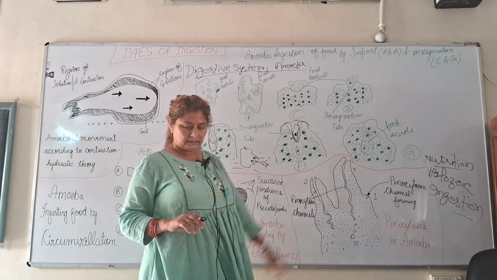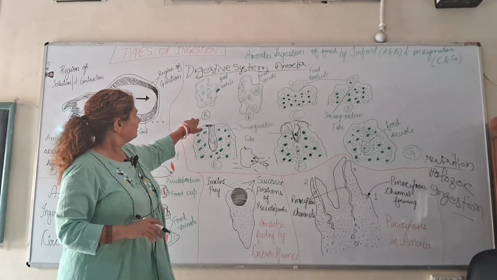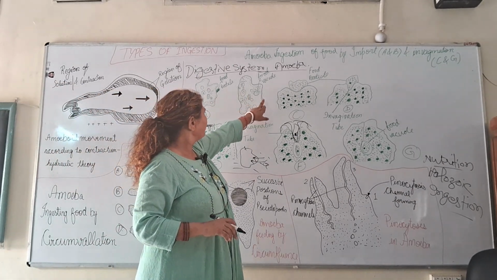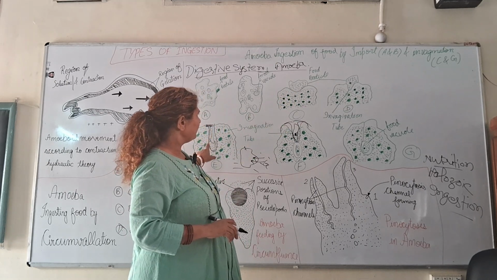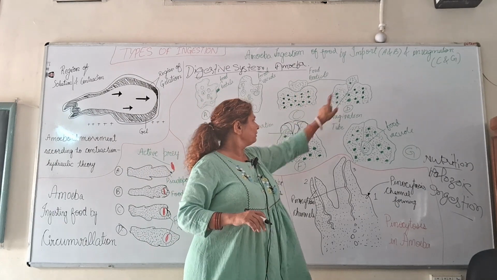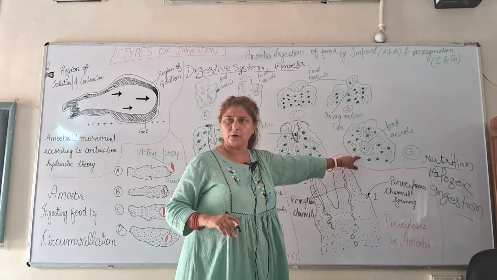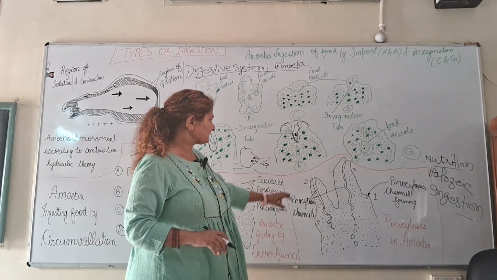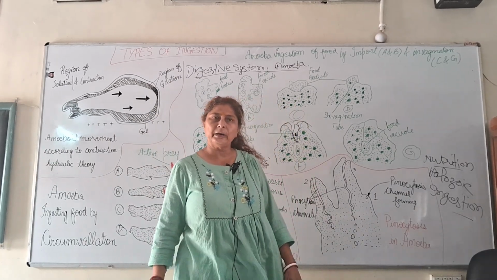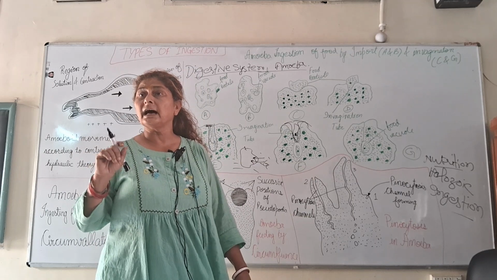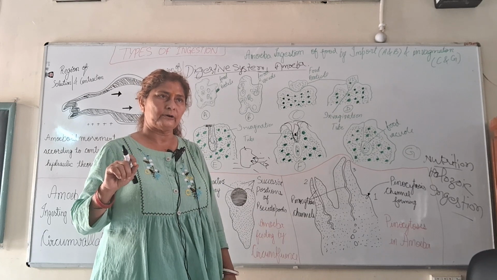Here, third method. Here is food. Here is food vacuole, food particles. They invade. Here the food invagination takes place, but it becomes part of the cytoplasm. Okay. Next is pinocytosis. What is the meaning of pinocytosis? When they take the liquid food, that is called pinocytosis.